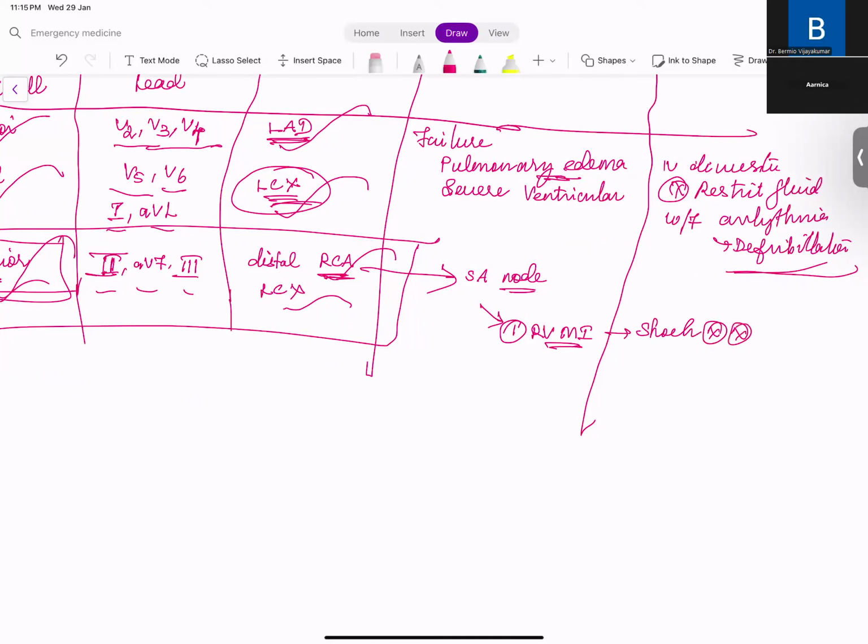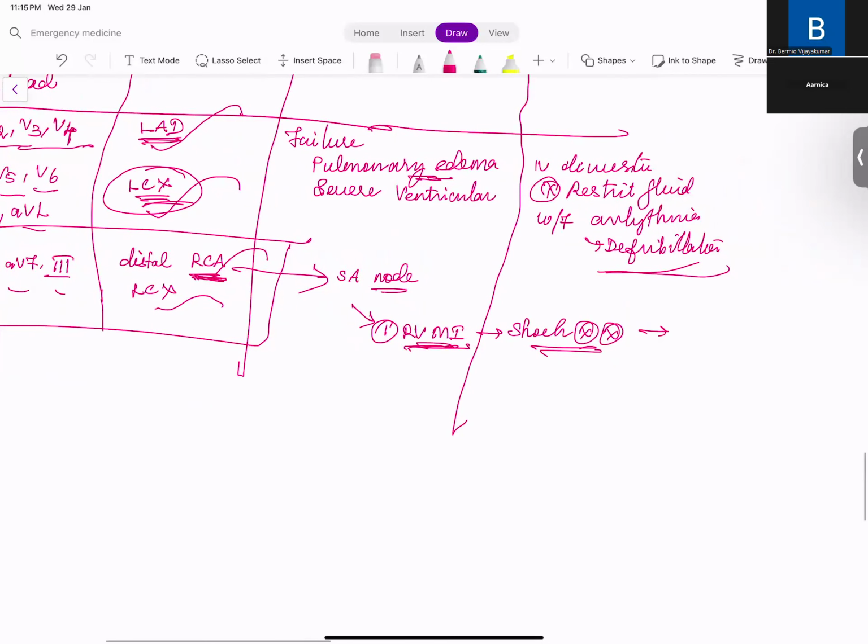So if inferior wall is affected, there's a chance that it could be right coronary artery. So right ventricular MI may be there. Patients usually can present with shock. So in inferior wall MI, we have to give IV fluids. It's the most important thing.